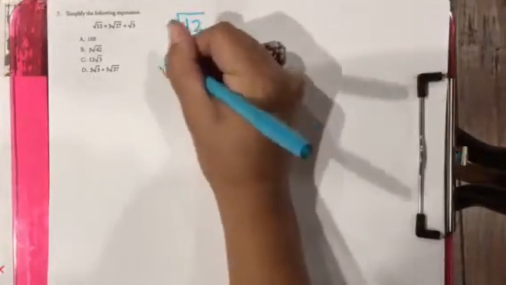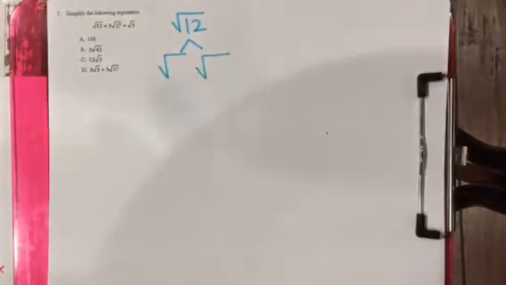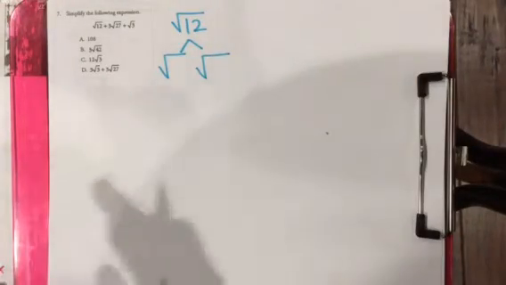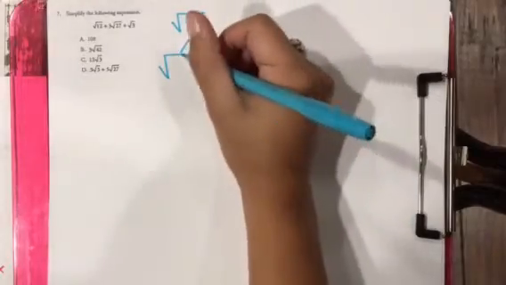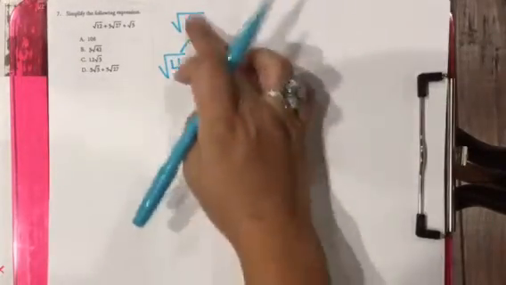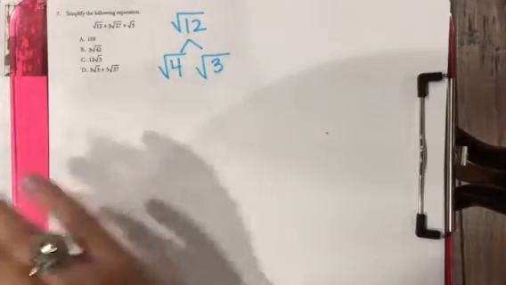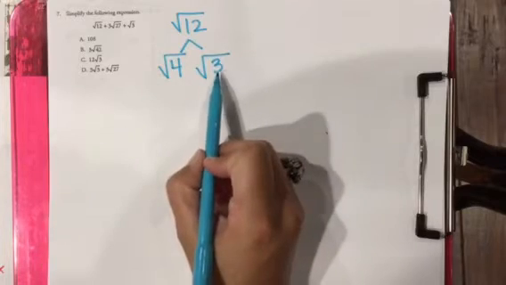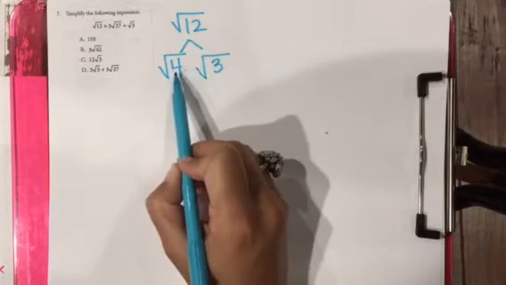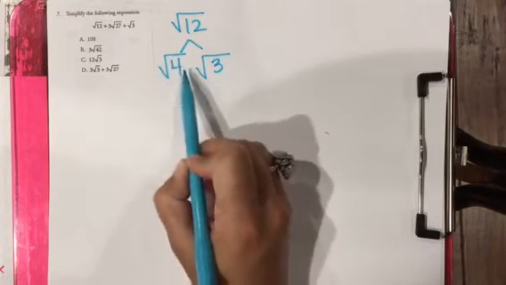Beginning with root 12, we're going to break that down into a perfect square if we can, because that's how you simplify, is by taking out perfect squares. Now what I mean about a perfect square is that 4 times 3 will give me 12, right? The square root of 4 is 2, a whole number answer. The square root of 3 is going to give me a decimal. So 4 is a perfect square, and these are the kind of numbers that I want to pull out.